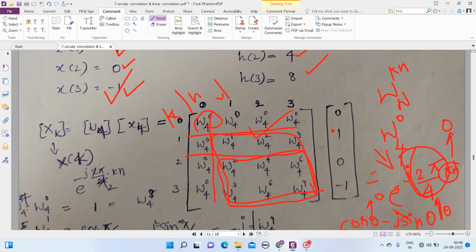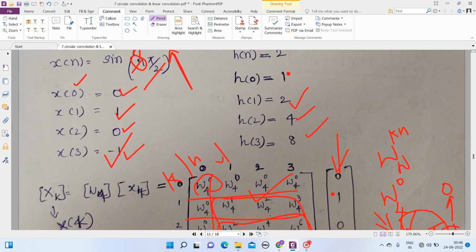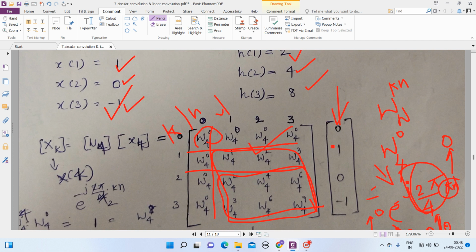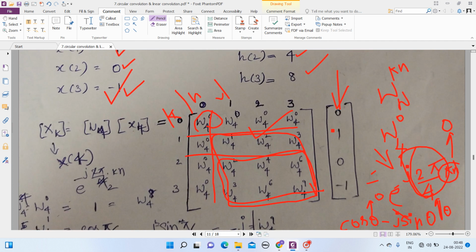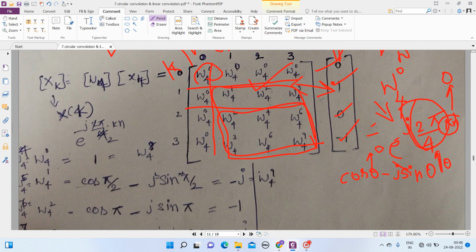Okay, so once you have determined the twiddle factors, this is the twiddle factor matrix. This is the value of x of n. See here, 0, 1, 0, minus 1. Just multiply these two matrices once you have determined the twiddle factors.